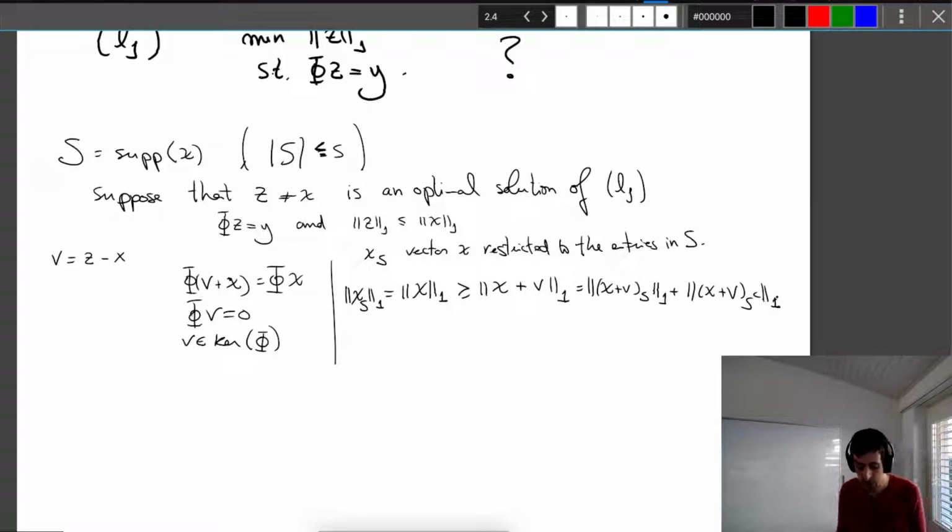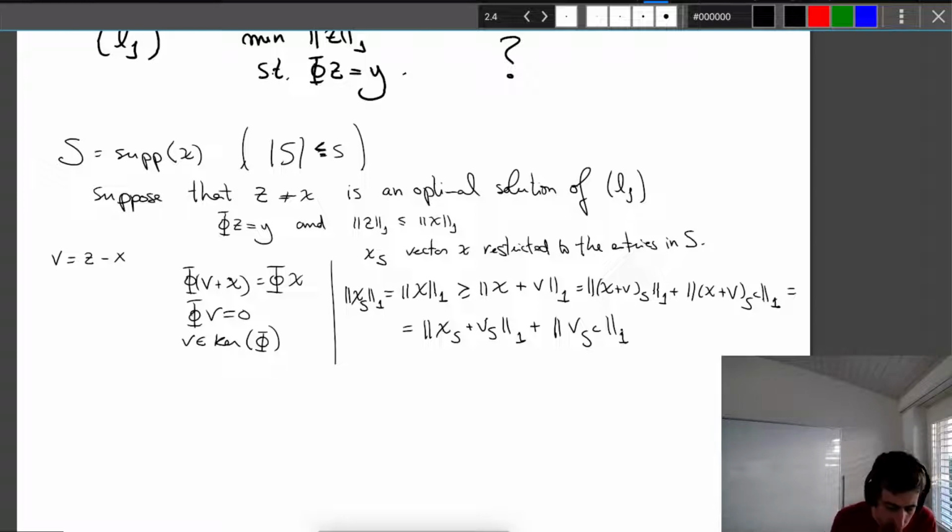Okay, why did I do this? Because x is 0 in S complement, so that part is going to disappear. Let's be a bit more careful. So we have the norm of x plus v in S, which I can write as x_S plus v_S, plus the norm of v outside of S, because x has no entries in S complement, since S is the support of x. So I get just this. Okay.